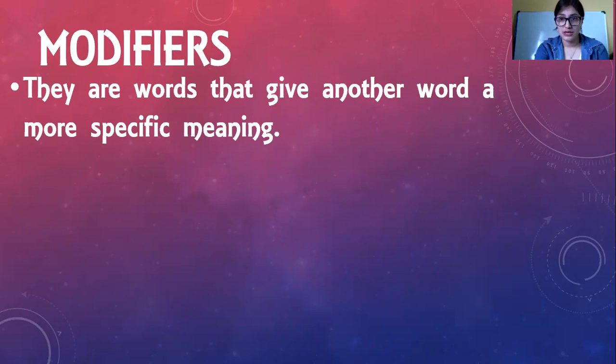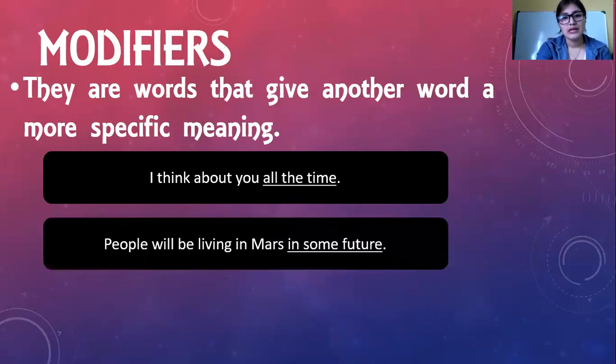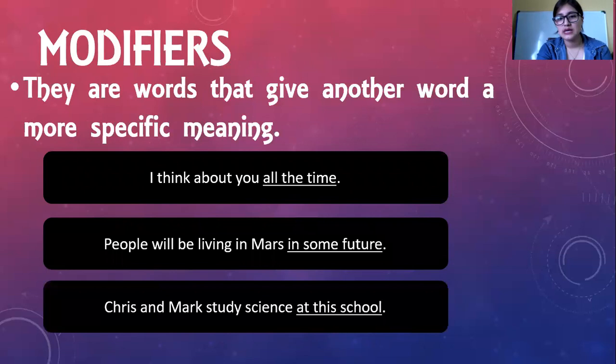Modifiers are extra information that is not mandatory to put at the end of the sentence. So let's see. I think about you all the time, where all the time is the modifier, not necessary. People will be living in Mars in some future, where in some future is the modifier, not necessary to say. We finish at Mars and that's it. Chris and Mark study science at this school, where the most important information is that they study science. At this school is not necessary to say.